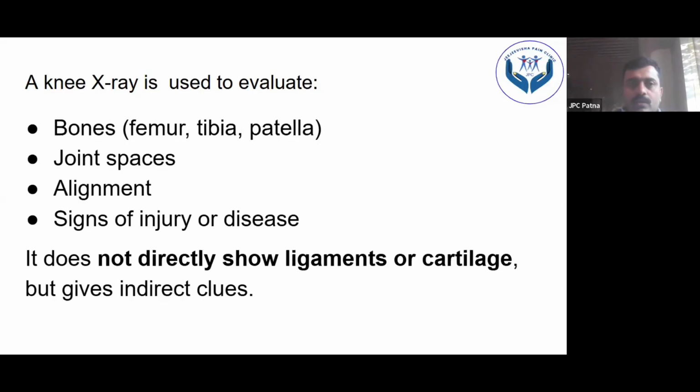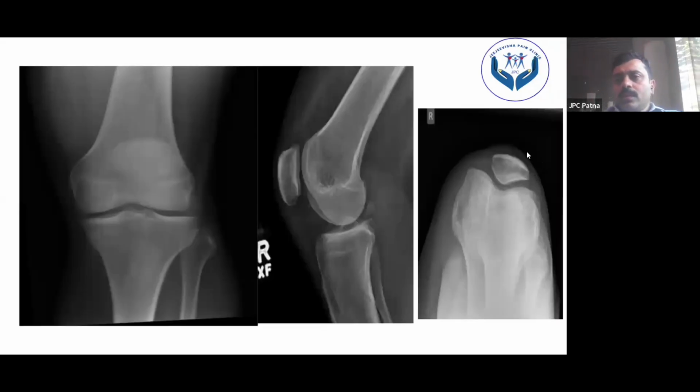Now, what type of X-ray should be done, and what should or should not be done. There are three types of X-rays very commonly used. The AP view, and in the AP view there are two types: one is supine lying and one is weight bearing or standing. Then the lateral view, and then the skyline, which is also called the patellar view. The skyline view is mainly for understanding if there is any fracture or any pathology in the patella.